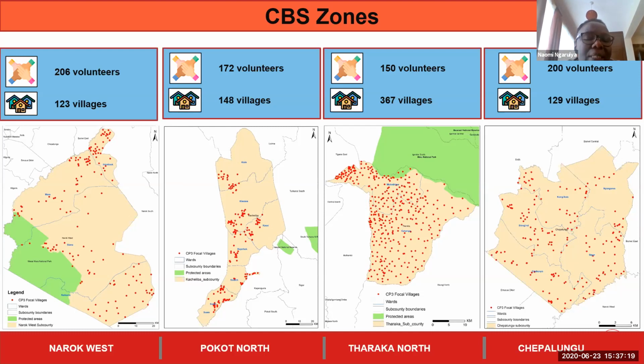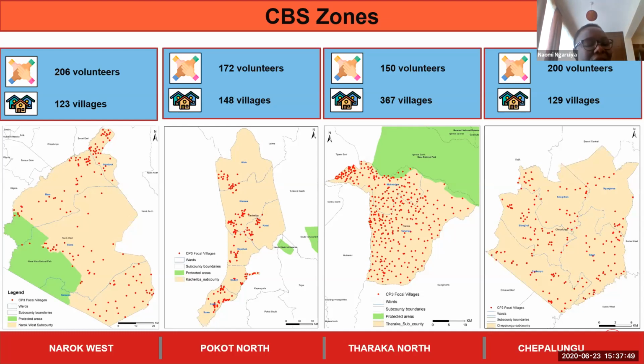In Tharaka Nithi, which is in the central region of Kenya, we have 150 volunteers. Funny enough, the frontiers are few, but the villages are densely populated, so we have them distributed across 367 villages. And finally, the last county, Bomet, where we normally have so many animal cases, like rabies and anthrax. The frontiers are distributed across 120 villages.